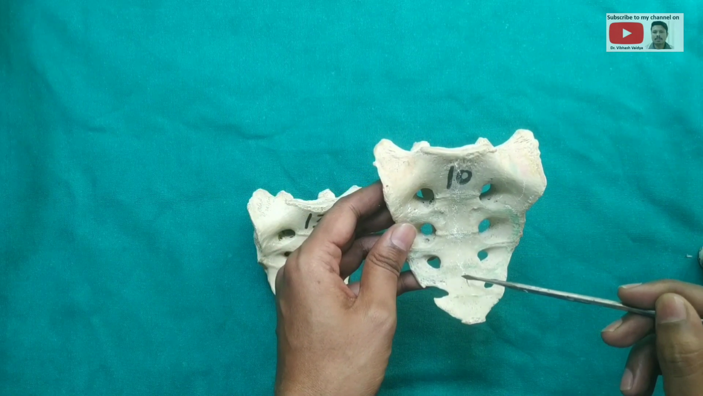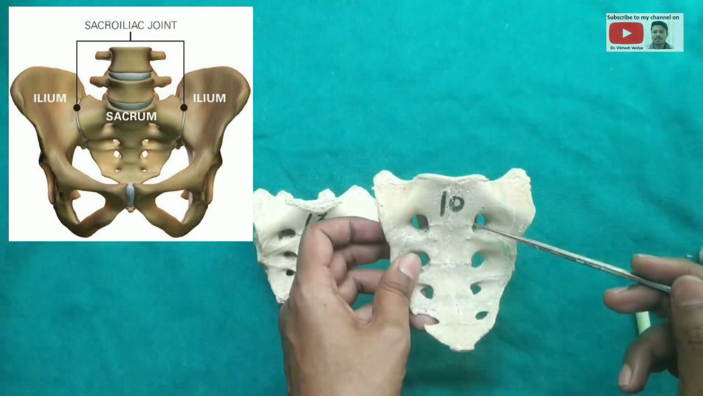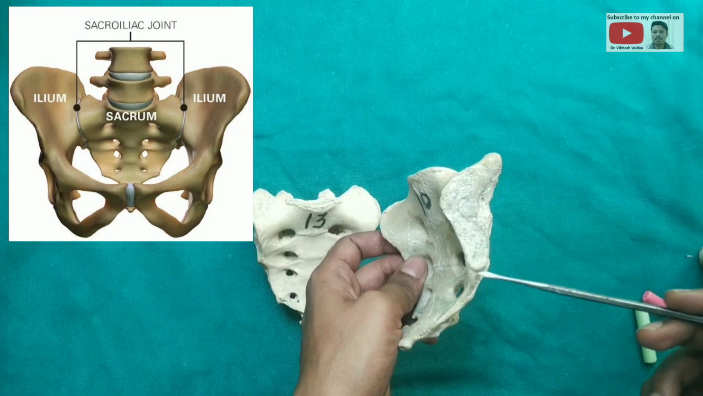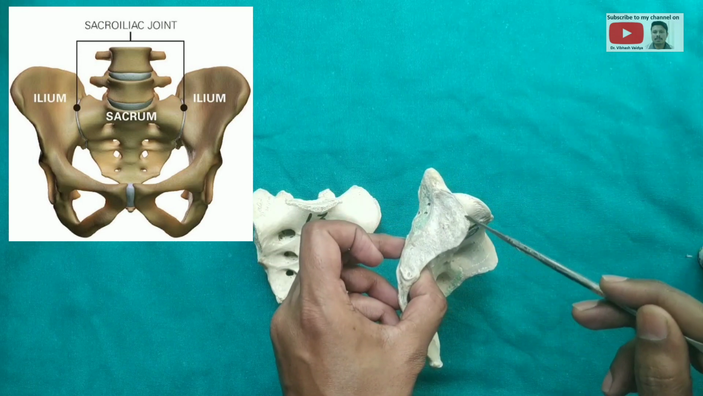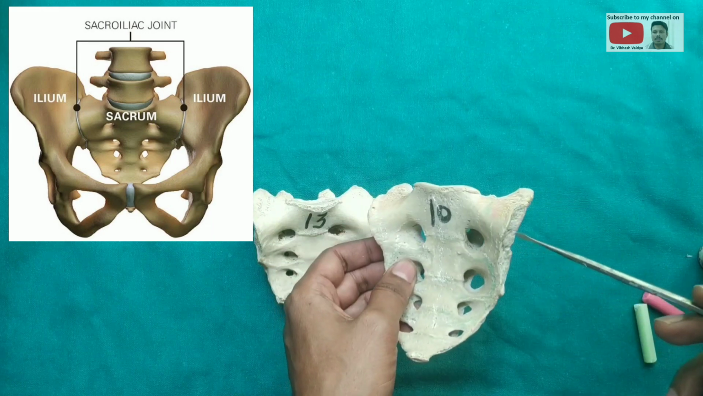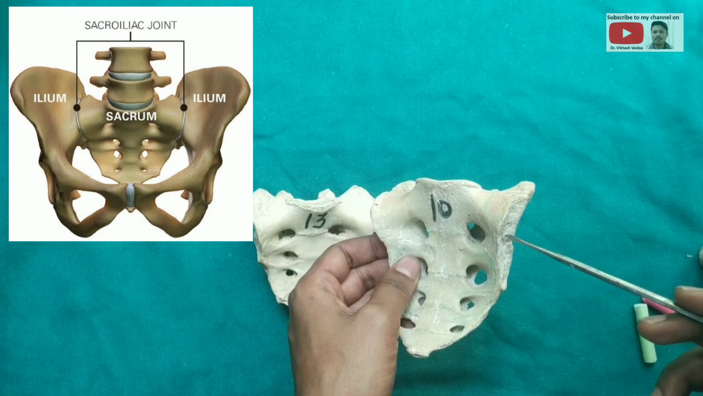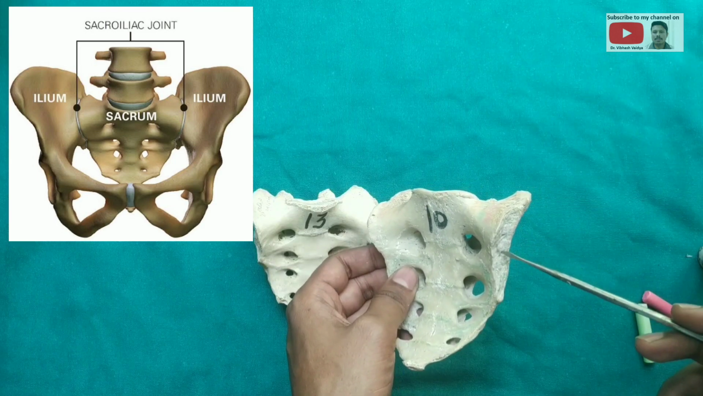The sacrum forms the posterior superior part of the bony pelvis. You can appreciate here, these are the lateral parts of the sacrum, and each side of the lateral part of the sacrum articulates with the corresponding hip bone and forms the sacroiliac joint.